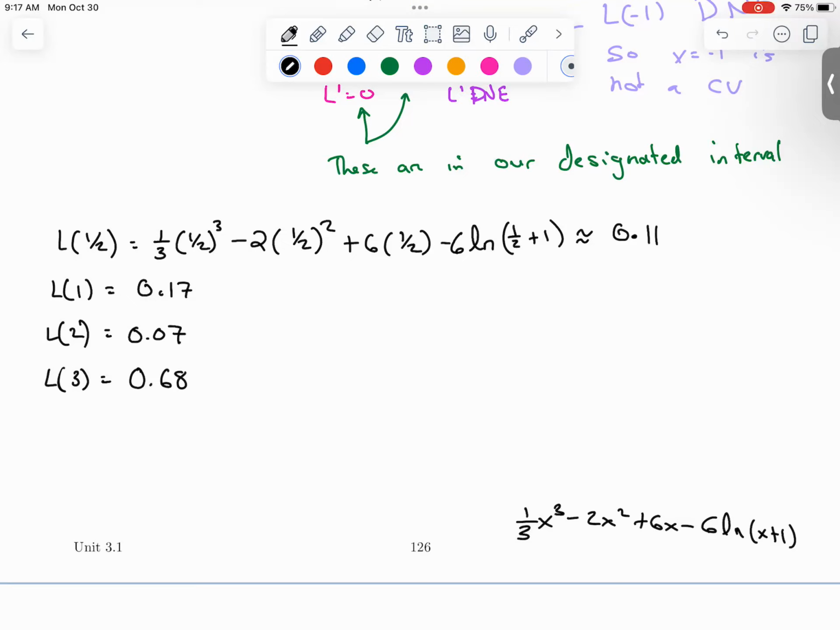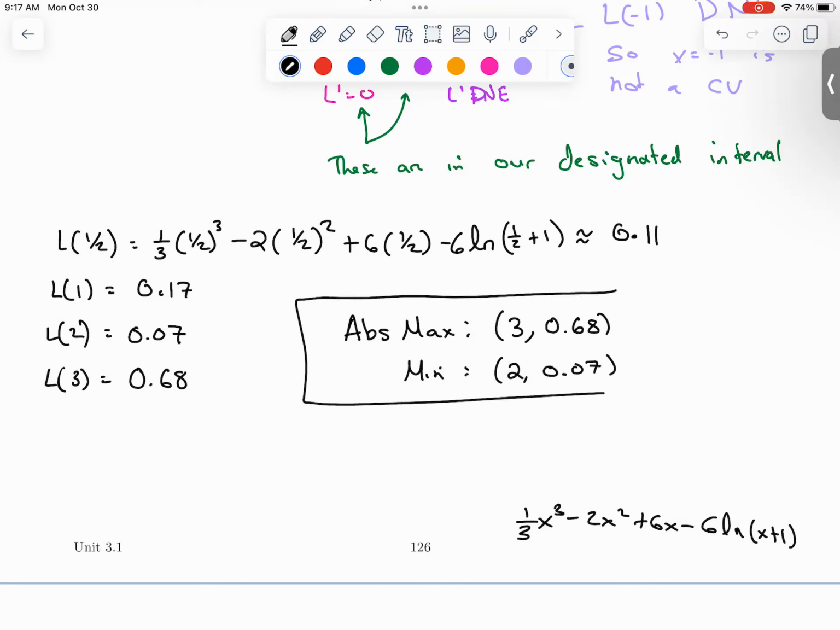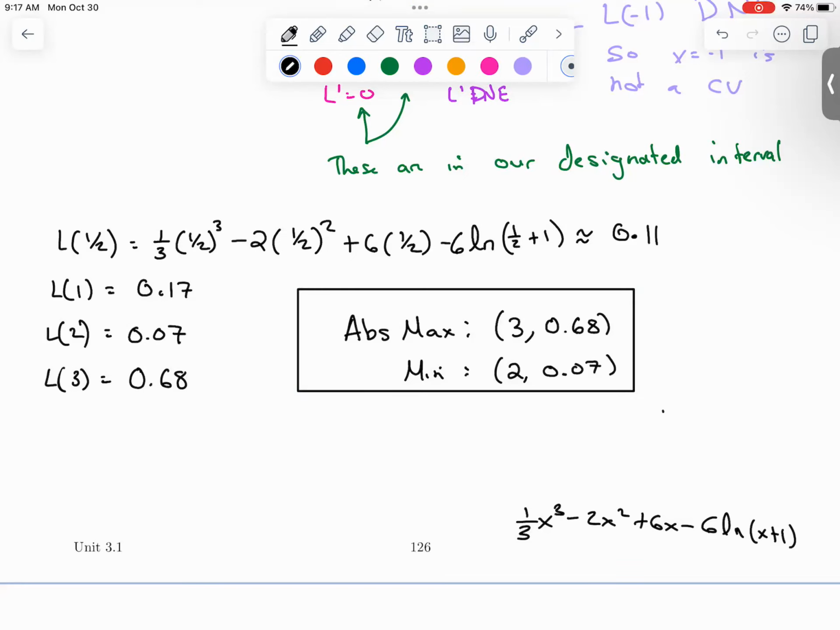All right. So the largest y value is 0.68. Not a very large y value, but for this function on that interval, that is the largest y value. So the absolute max is at 3, 0.68. And the absolute minimum is at 2, 0.07. Any questions on that?